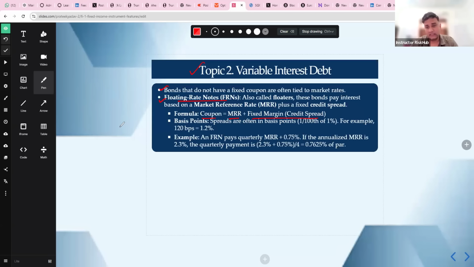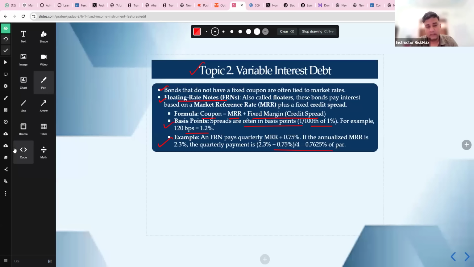For example, let's say market reference rate is 2.3 and credit spread is, let's say, 0.75. So you will add 2.3 plus 0.75, which becomes 3.05. If you are paying it quarterly, obviously you have to divide by 4, 3.05 divided by 4, which is 0.7625 per quarter. Example is given here. Spreads are often in basis points, 1/100th of one percent. For example, 120 bps is 1.2%.